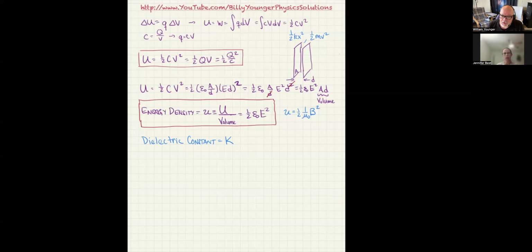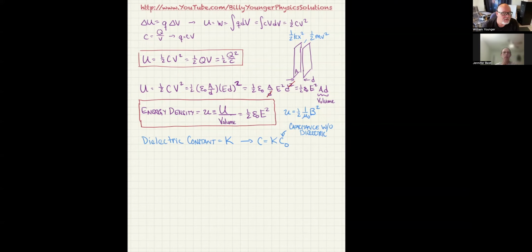Now, if you take a capacitor and make it identical to a capacitor that just has air in it, but this time you fill the space between the plates with a dielectric of constant K, then your capacitance becomes C equals K times C0, where C0 is the capacitance without the dielectric. So by just adding a dielectric between the plates, you increase the capacitance from C0 to K times C0.